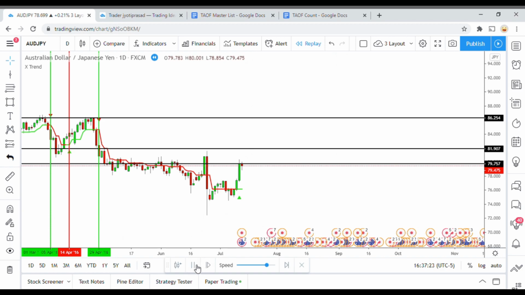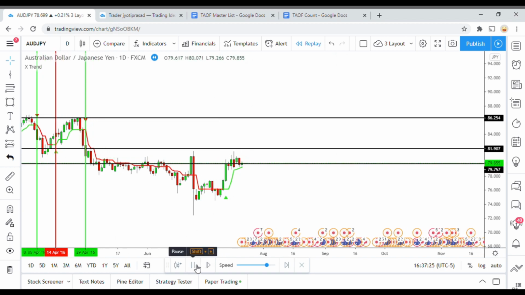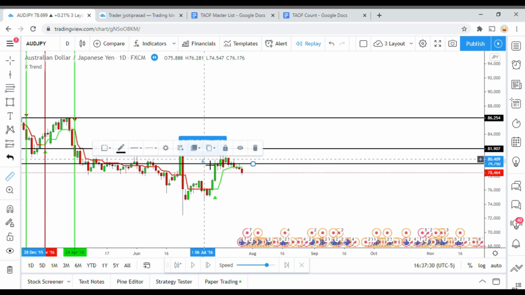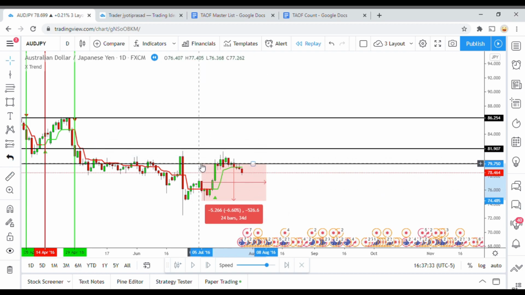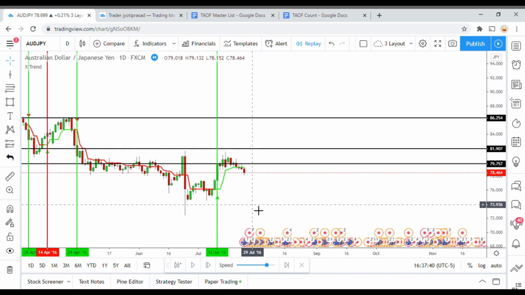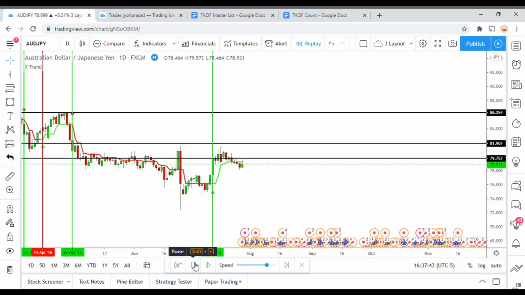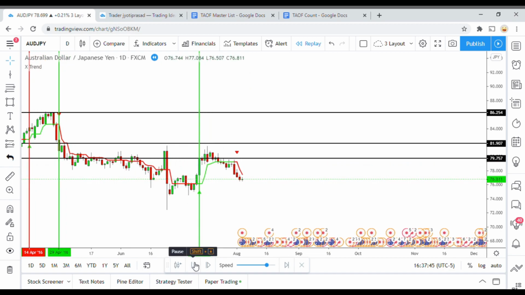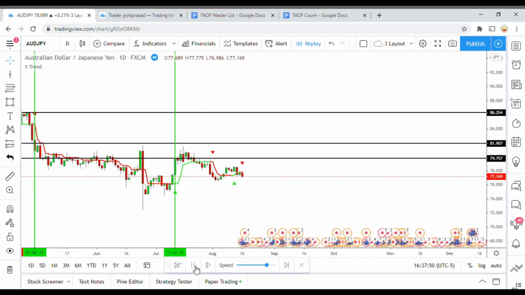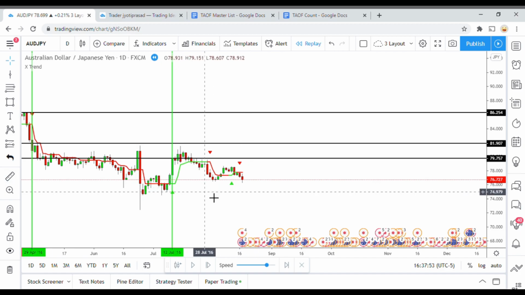All right, so we get a long signal right there. Let's go ahead and play this out, see what happens. Looks like we picked up a... come on. Yeah, we picked up a win right there on that one. Go ahead and let it continue a little bit. Pick up a short trade right there. Yeah, it's going to be close.